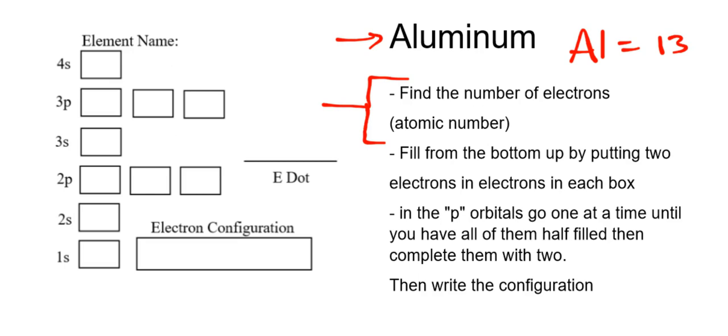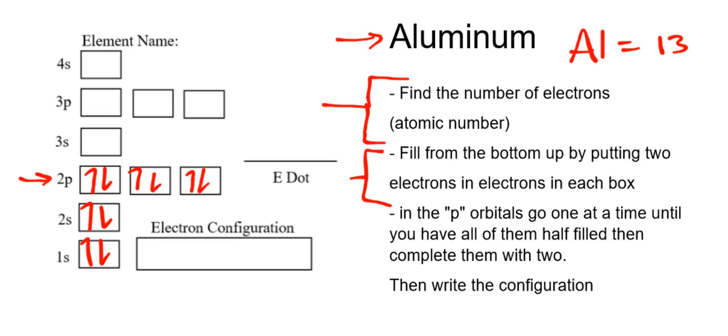The next thing is you fill in this chart over here from the bottom up by putting 2 electrons in each box. So each one of these boxes you can account for 2 electrons. I'm going to draw it like this. 1, 2, 3, 4. And as soon as I get full, I can go up. 5, 6, 7, 8, 9, 10.